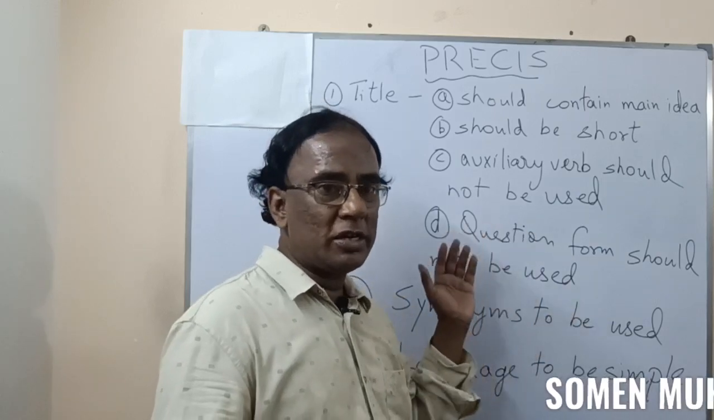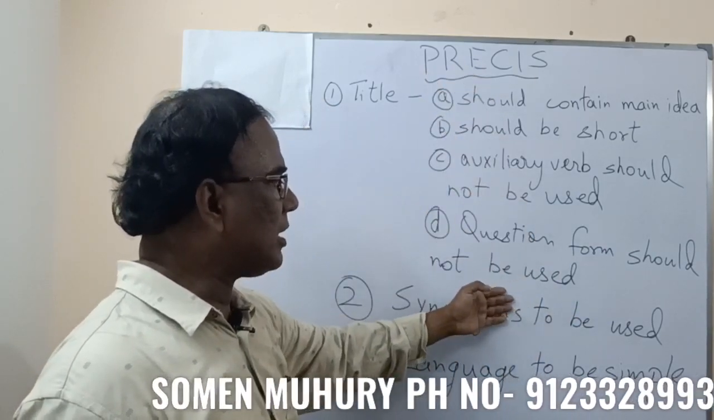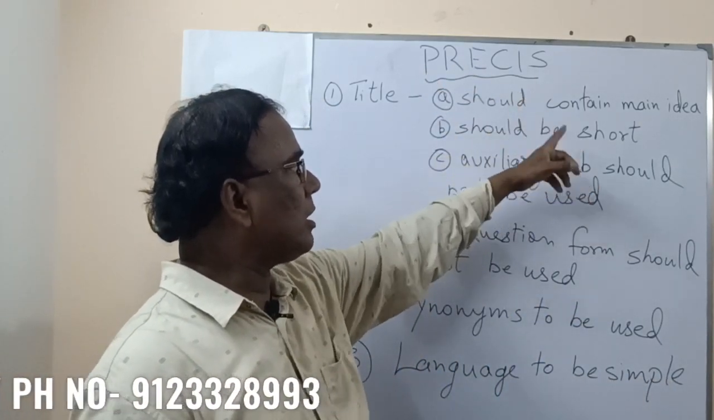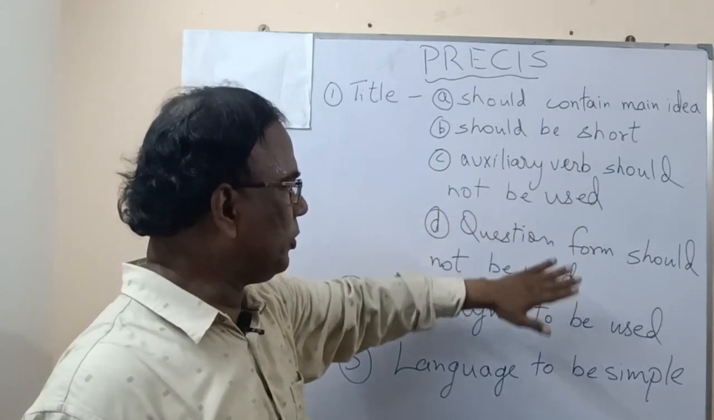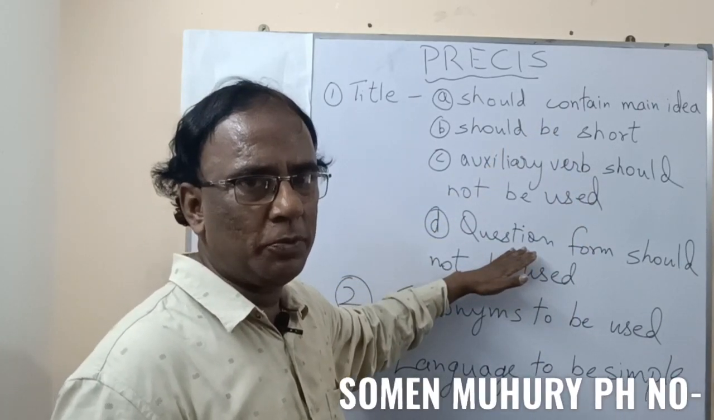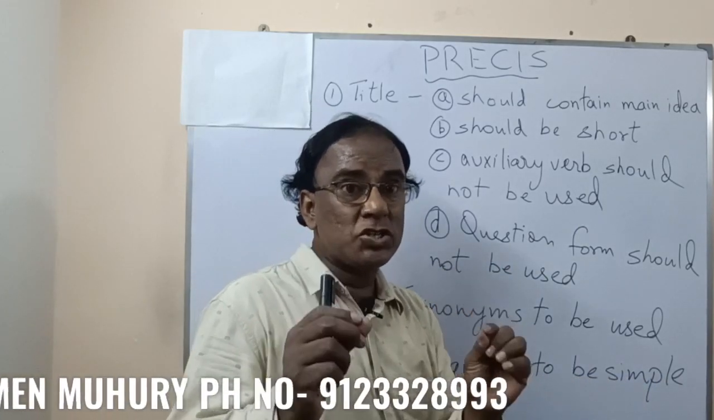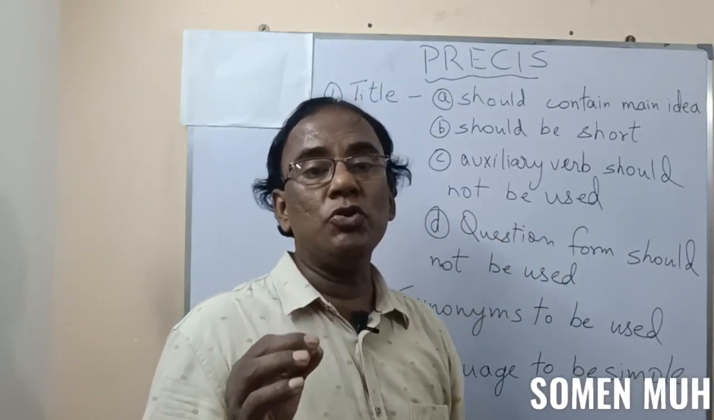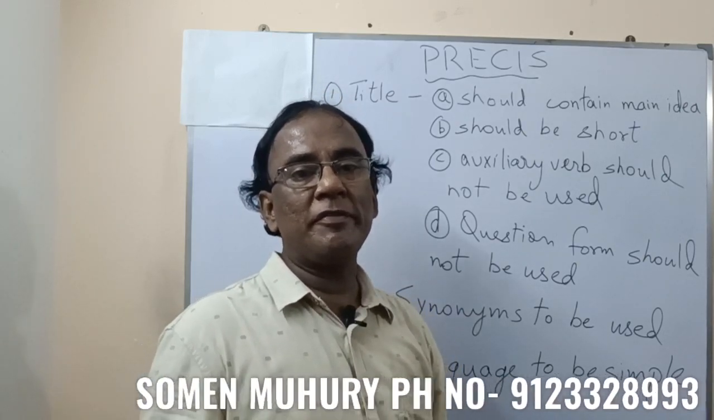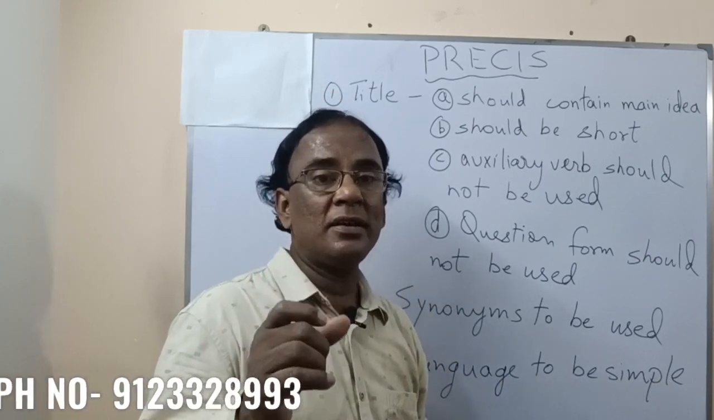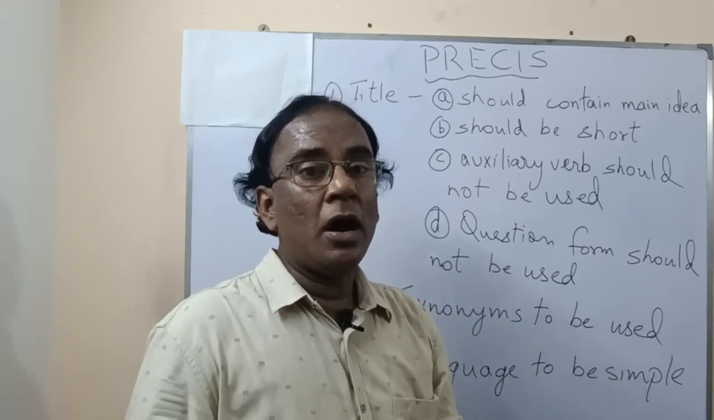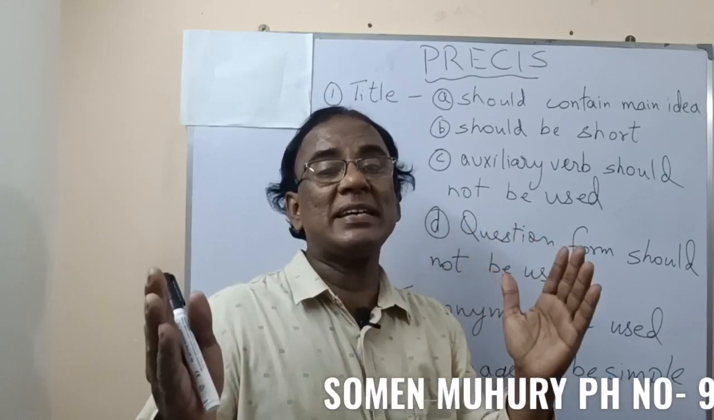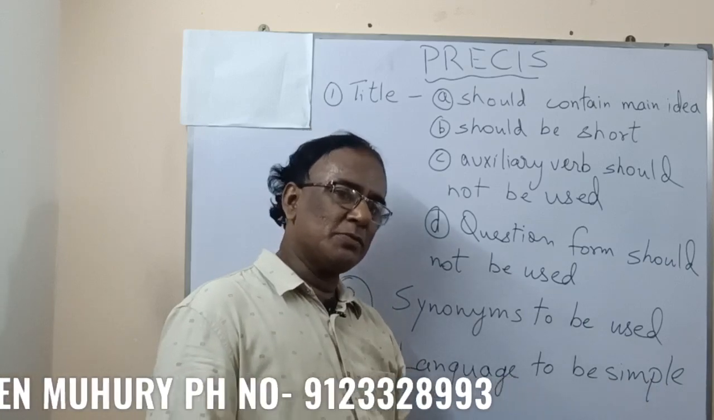Therefore, when you write a Precis, you have to follow these 4 points: main idea, short, auxiliary verb should not be used, question form should not be used. And the best way, maybe I should have written it as a 5th point, follow English newspapers every day. You can understand the title and how the title is written, how a few words convey a great idea. Okay, let's move on.